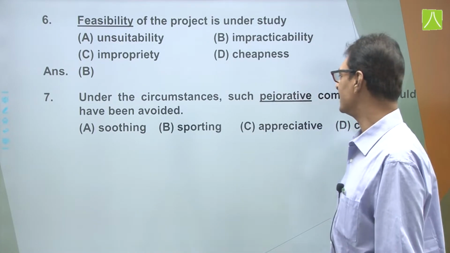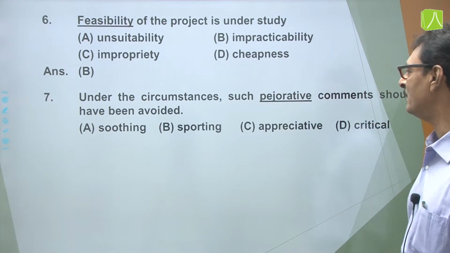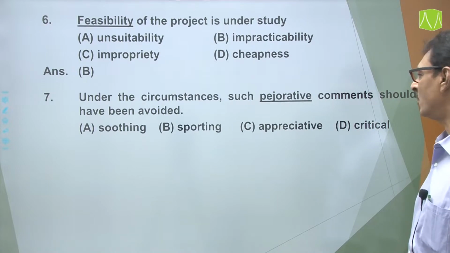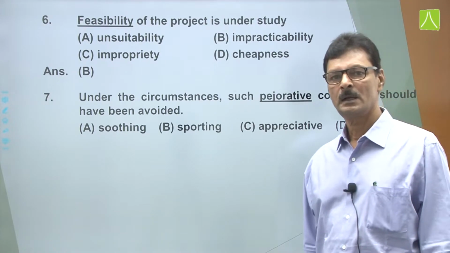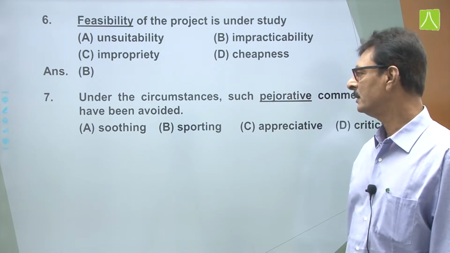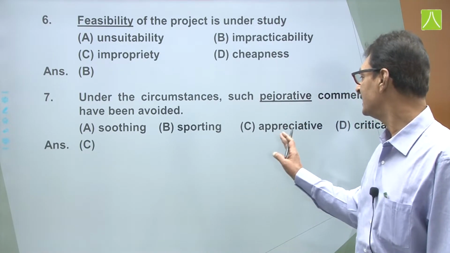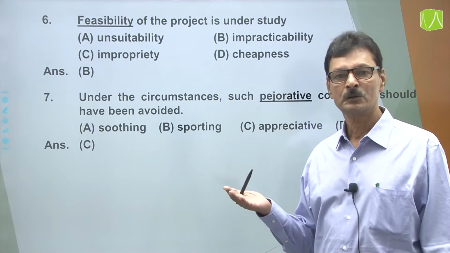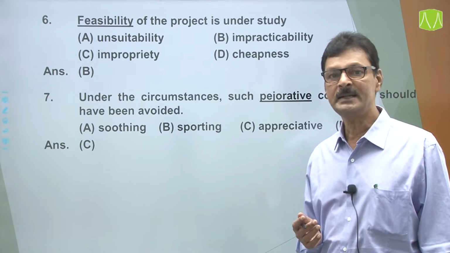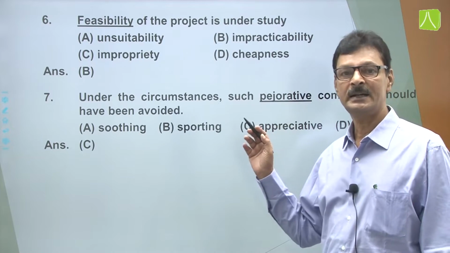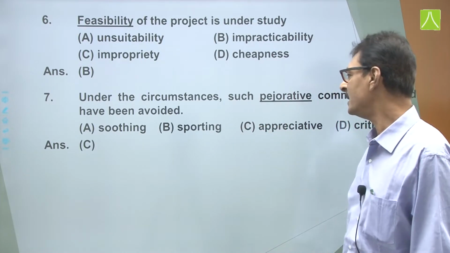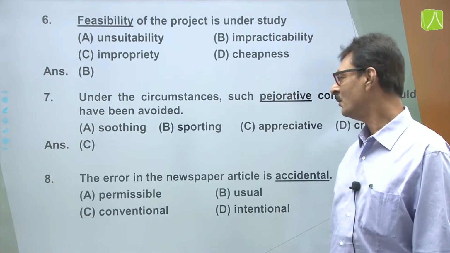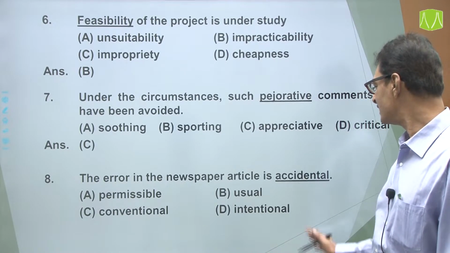Next one: under the circumstances such pejorative comments should have been avoided, and the options are soothing, sporting, appreciative or critical. So, what is the opposite of pejorative? The opposite of pejorative is option number C, that is appreciative, तारीफ के काबिल, and pejorative is जो तारीफ के काबिल नहीं है, criticizing. So, pejorative is critical or criticizing, and the opposite will be appreciative, that is option number C from the given options.